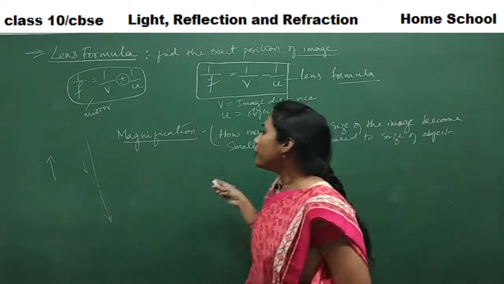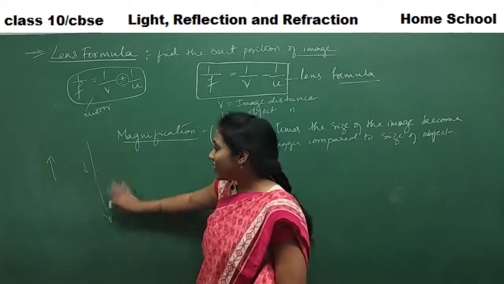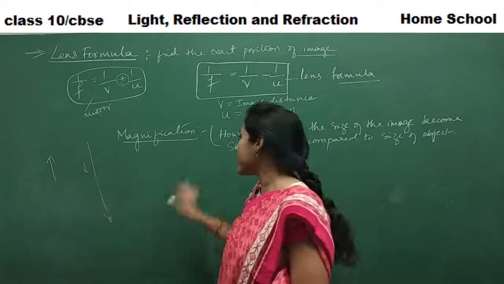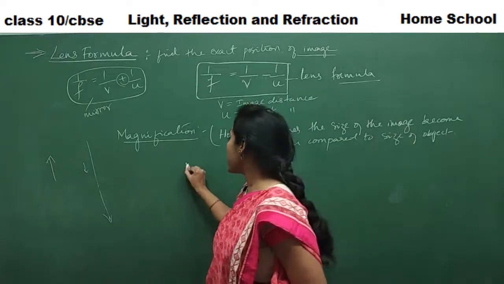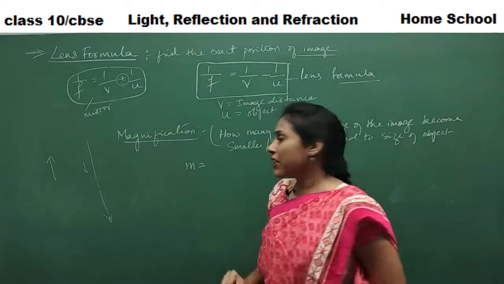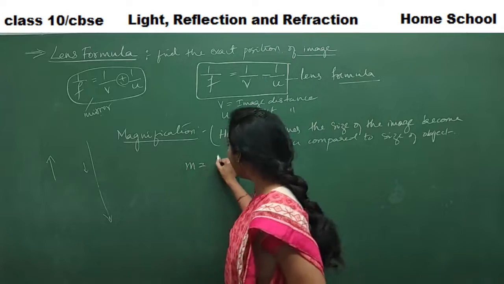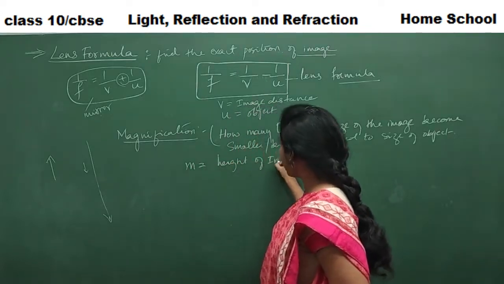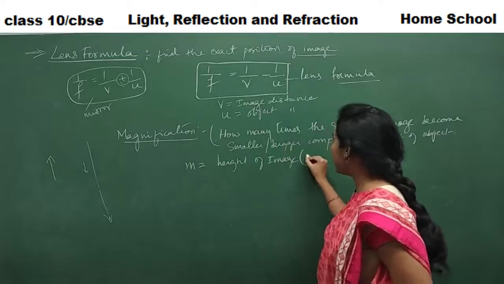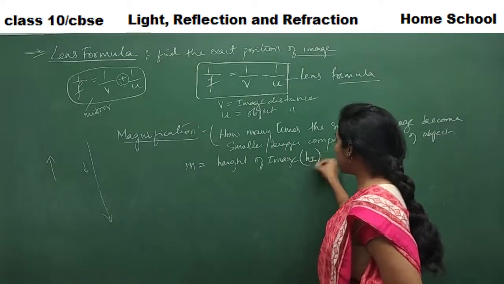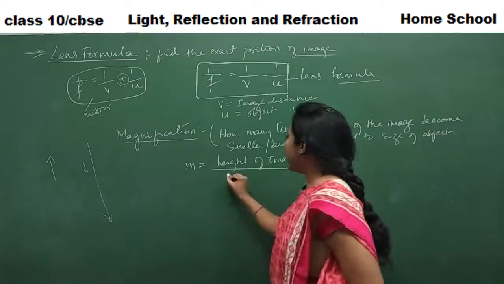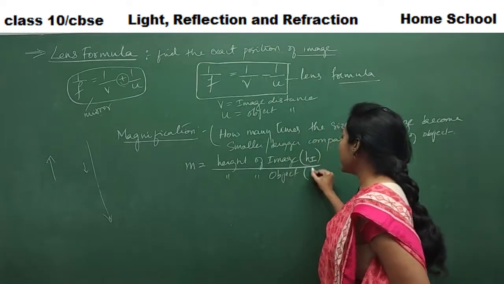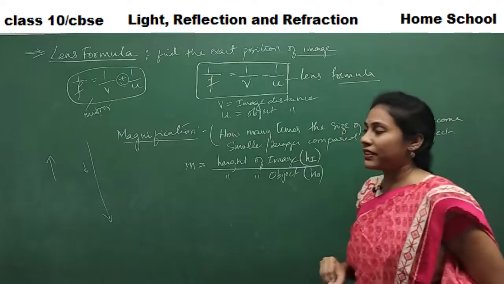To find out by how much factor the image size has decreased or increased, we have a magnification formula. What is the magnification formula? This also we studied in mirrors. It is the height of the image, which I call HI, divided by the height of the object, which I call HO.